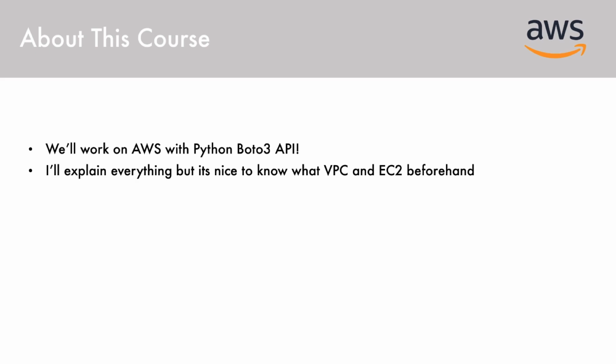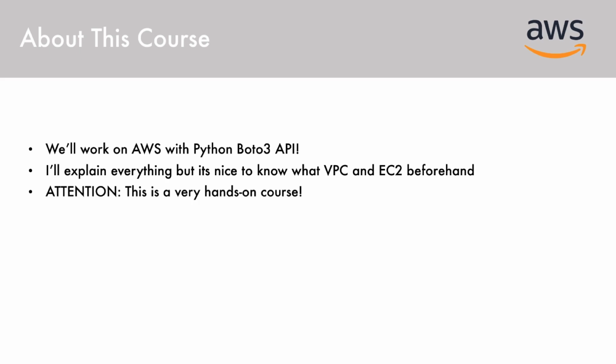So, I'm guessing that you're familiar with AWS concepts about VPC and EC2 and what they stand for, and I'll be really happy if you have some idea of what they are and how we can use them in the AWS console. And of course, most importantly, this is a very hands-on course. We're going to be developing everything from scratch using Python and Boto3 on AWS.